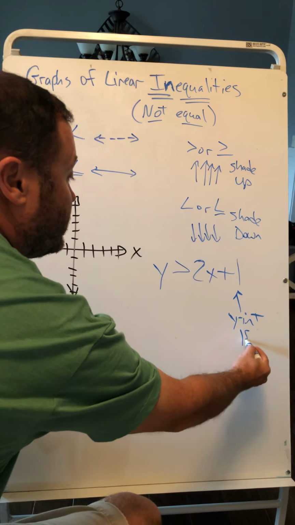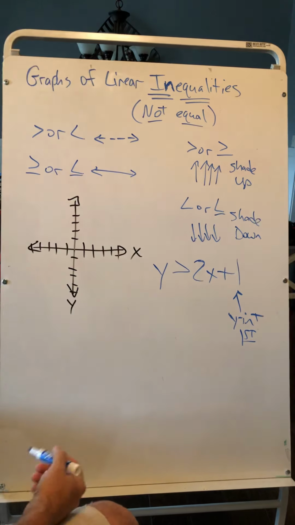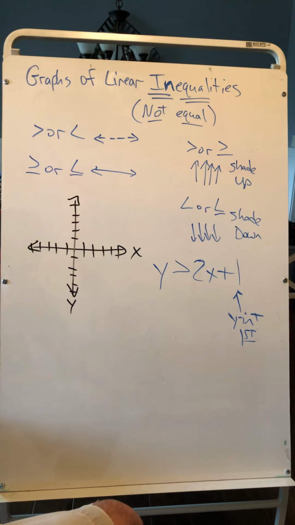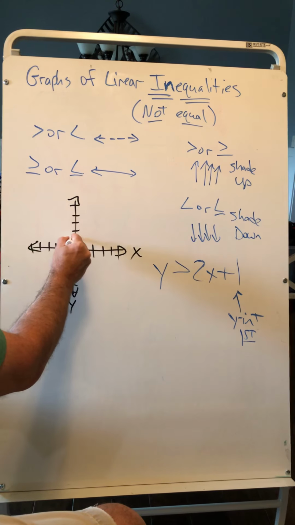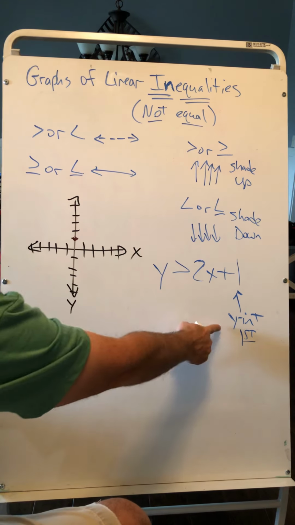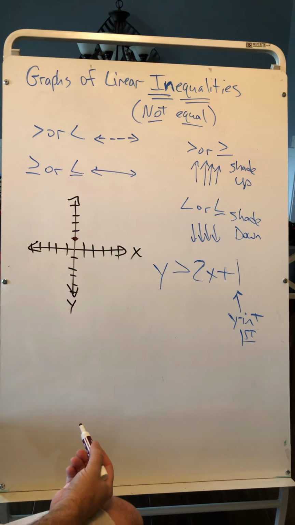That's the first thing we do. That's going to be your starting point. So plus 1 is going to be my starting point. So with plus 1 being my starting point, I'm going to go up 1 spot on the y-axis and put a dot. It's the y-intercept, so you could do this on the y-axis. So that's going to be my starting point.